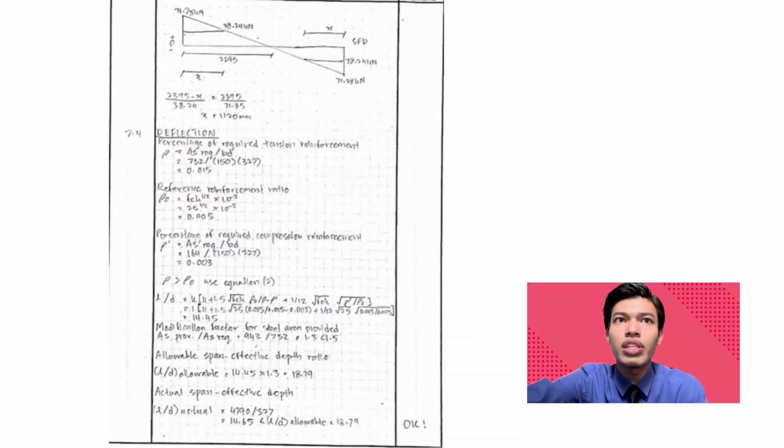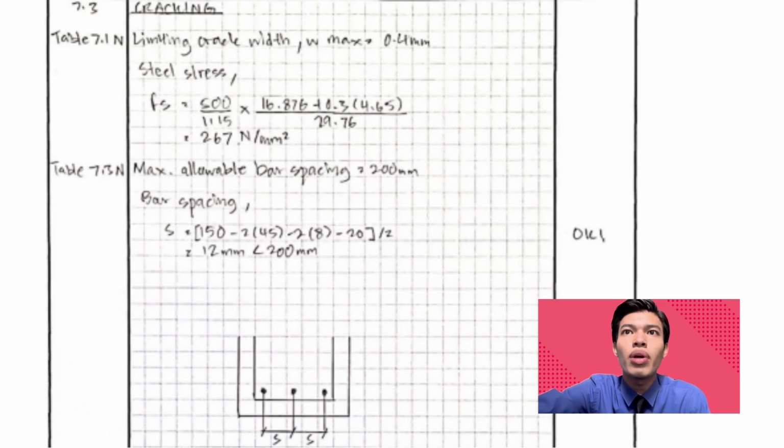Next, for the deflection checking, L over D actual is less than L over D allowable. Also, for the cracking check, the limit width of crack is 0.4 mm and the bar spacing is under the allowable circumstances, and the beam is successful without failure.